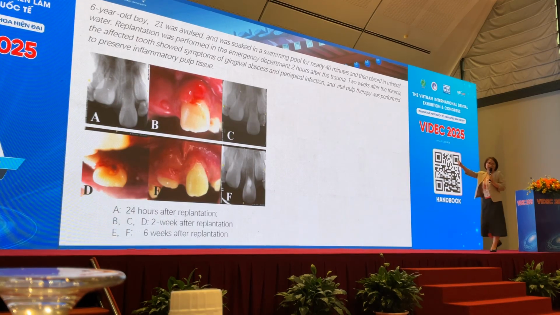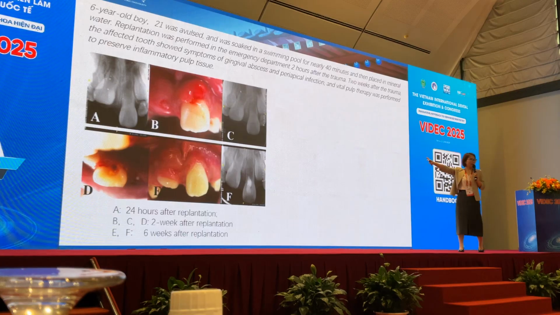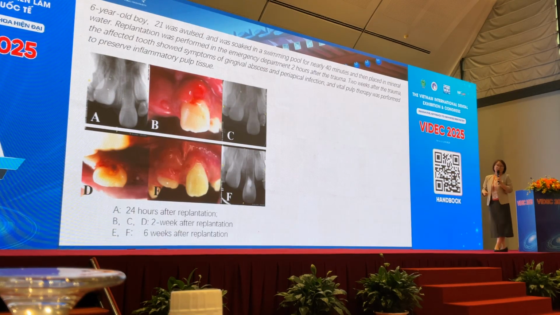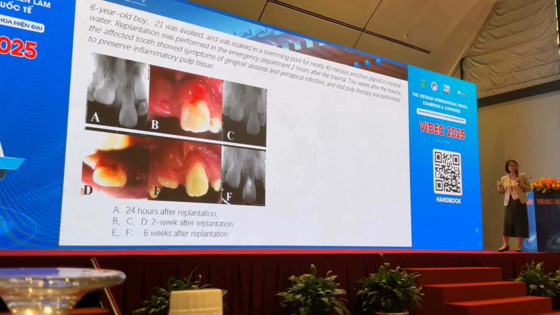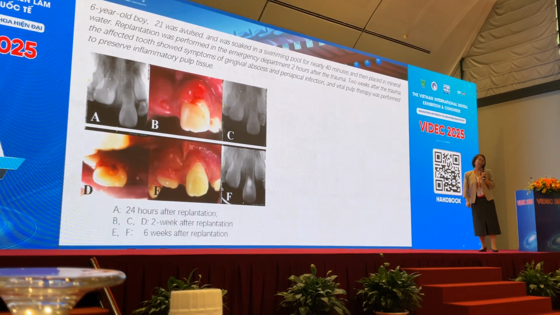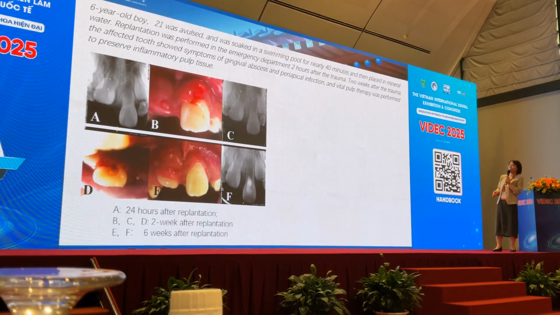Two weeks later, there was a gingival abscess on the labial side of the tooth. Then the pulp was exposed, and bleeding was noticed. We just did the same procedure. Four weeks after the operation, and six weeks after the trauma, the patient came back, and the gingival abscess had disappeared.